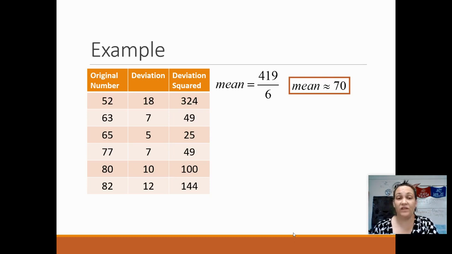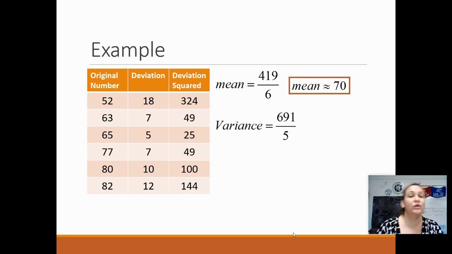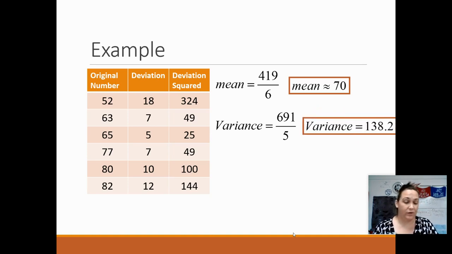So next, I'm going to find the average of the deviations that I squared. So I'm going to add together the 324, 49, 25, 49, 100, and 144. And remember, this time we're dividing by one less. So if we divided by 6 for the mean, we're going to divide by 5 for the variance. Now this time, you can just leave the number on your calculator. Okay, so 691 divided by 5 equals, it's not that bad. It's 138.2. But if it was a really, really long decimal, just leave it on your calculator. That's fine. And then our next step is going to be to take that number and square root it.